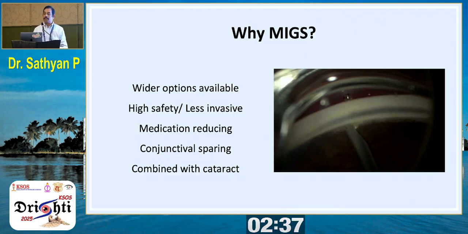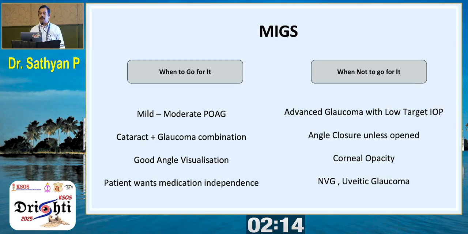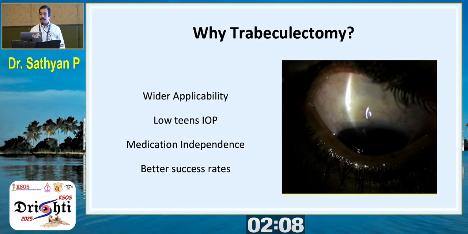So MIGS definitely, as of today, we are going to focus only on mild to moderate glaucoma, because it has its own set of other advantages in other stages of the disease. But as of today, we keep teaching it only as a mild to moderate disease where you feel the patient's compliance is not good. You can go for it. Or even if the patient says, I don't want to use the medication, you can still have the choice of going in for an MIGS. So that is the best option, but only for mild to moderate stage of the disease as of today.